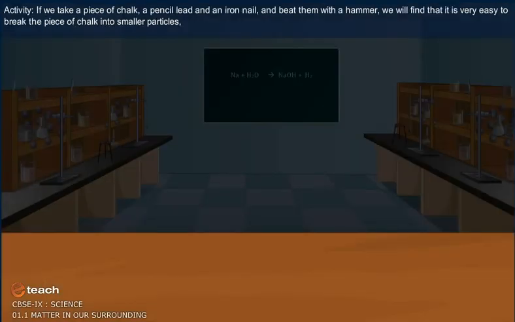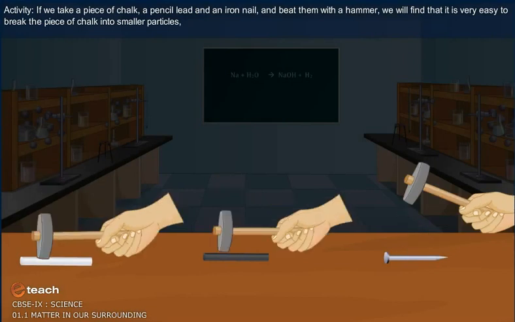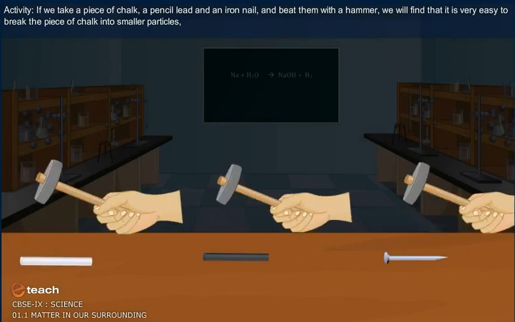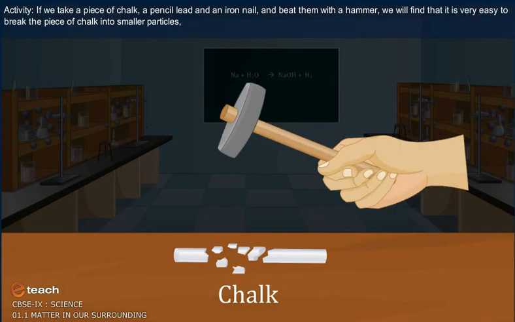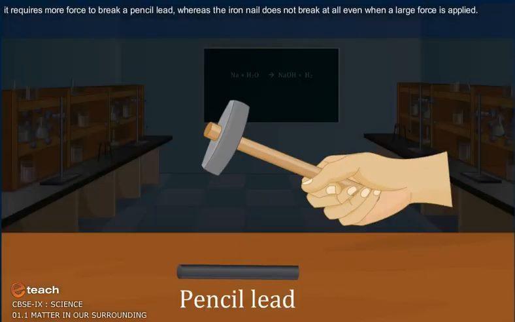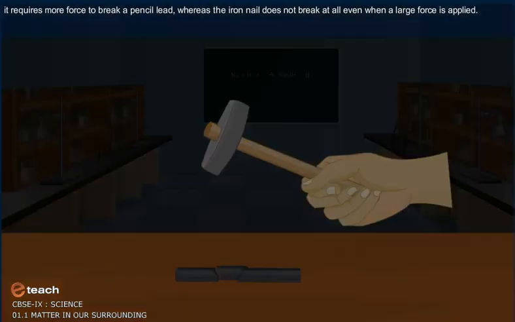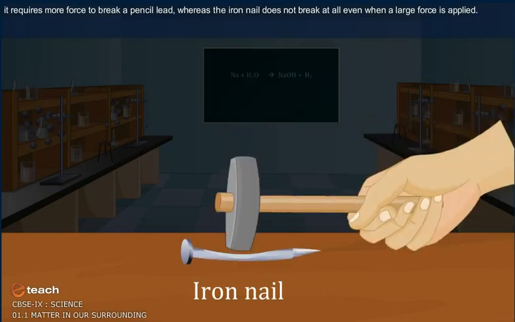Activity: if we take a piece of chalk, a pencil lead, and an iron nail and beat them with a hammer, we will find that it is very easy to break the piece of chalk into smaller particles. It requires more force to break a pencil lead, whereas the iron nail does not break at all, even with a large force.